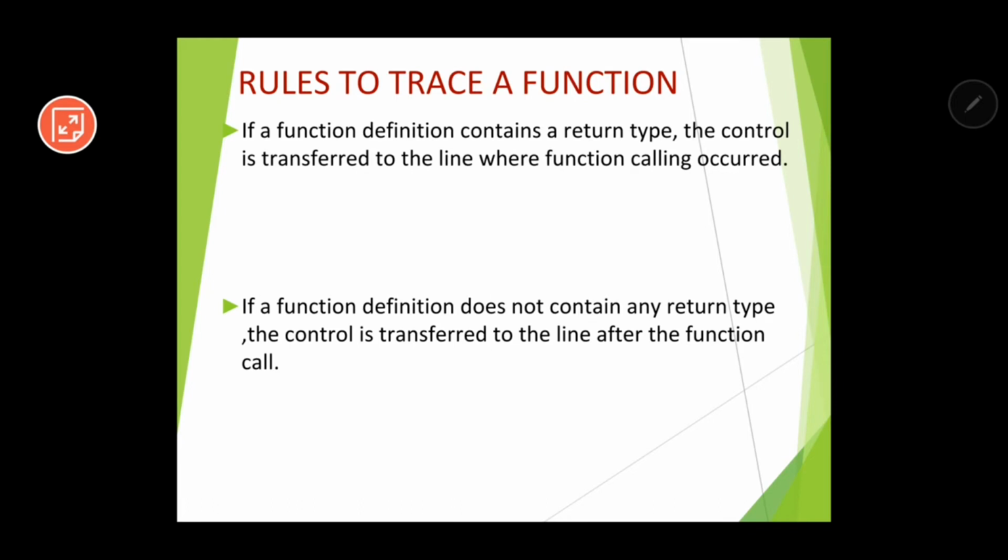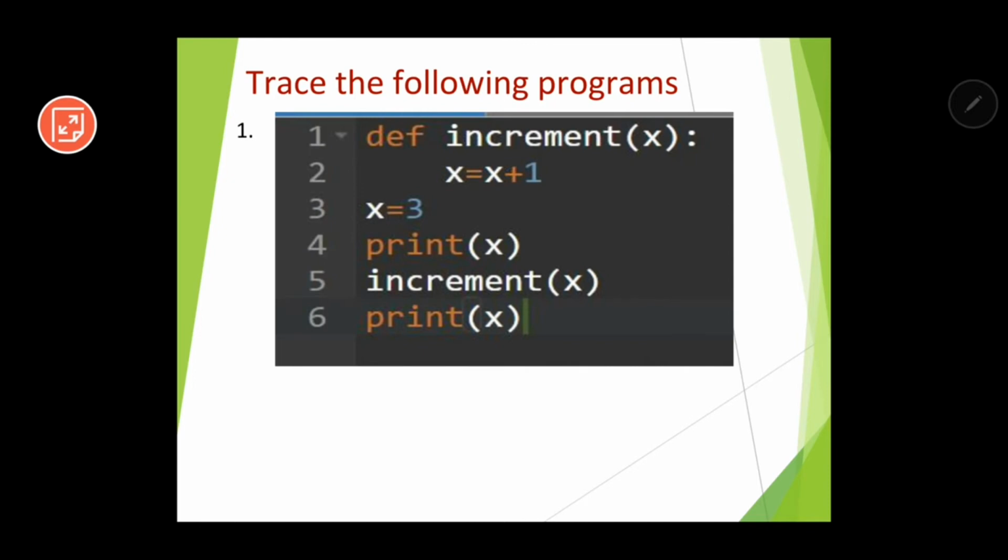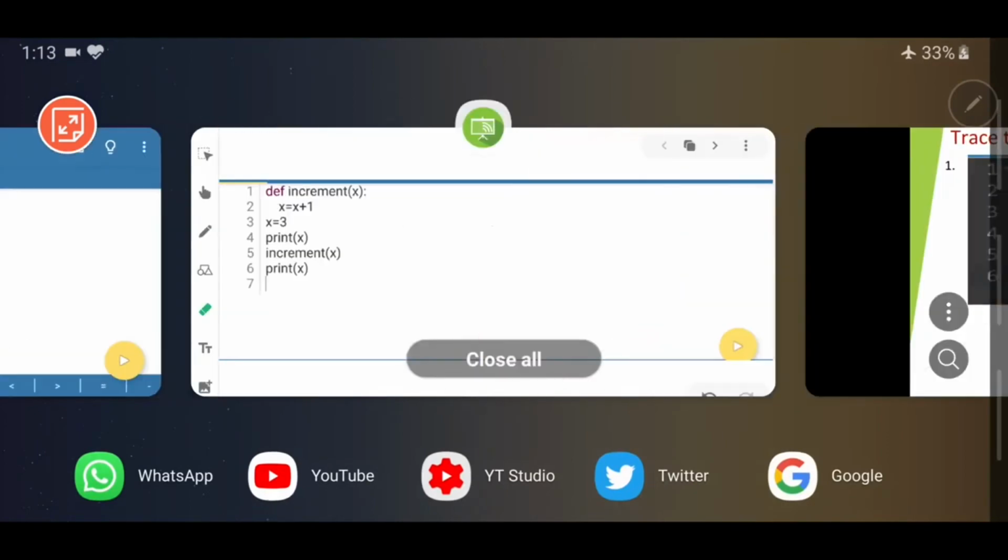So for that we will see the first question. Trace the following programs. That means you'll be given some lines of code. Along with that, these are the line numbers 1 2 3 4 5 6 and this is the code. So we have to trace this program. Let's go and learn how to trace this particular program.